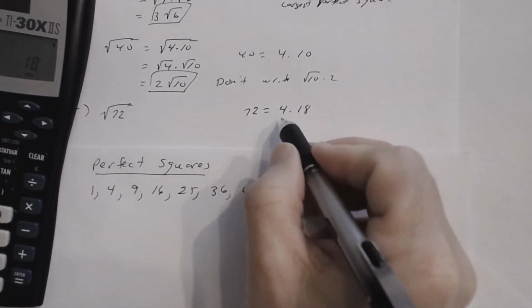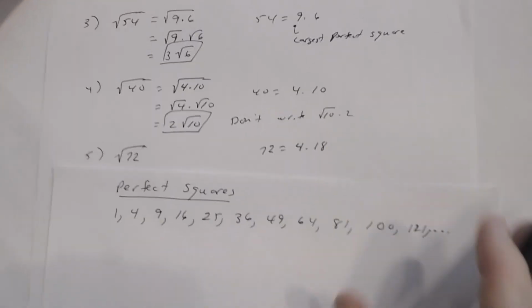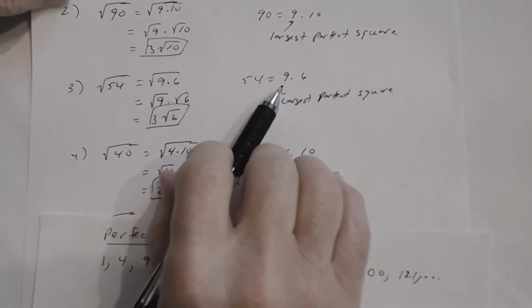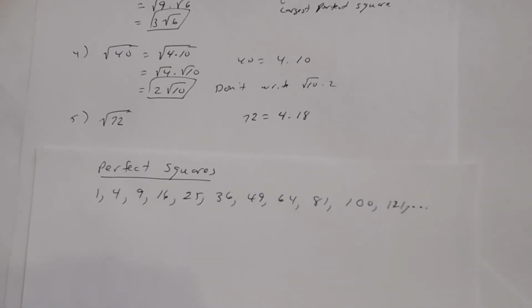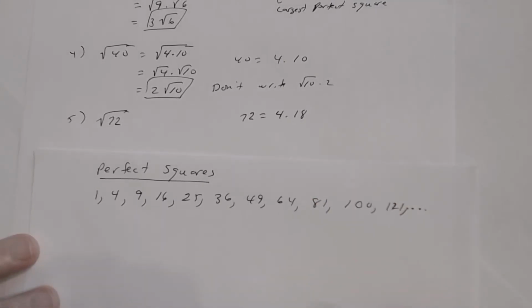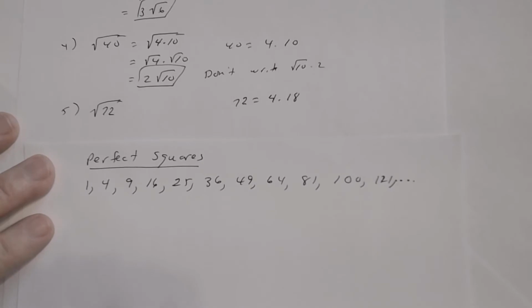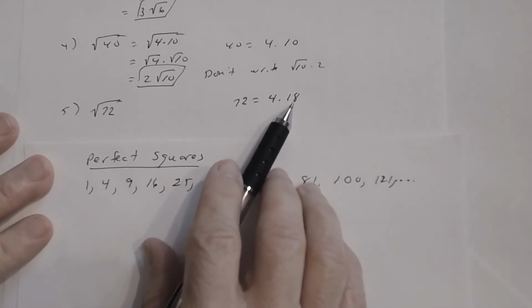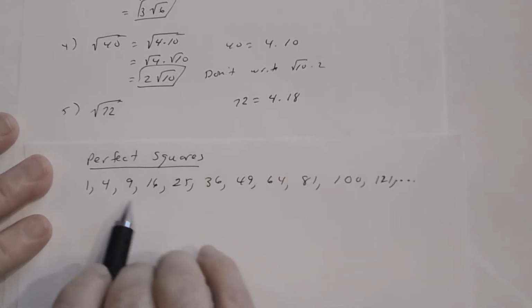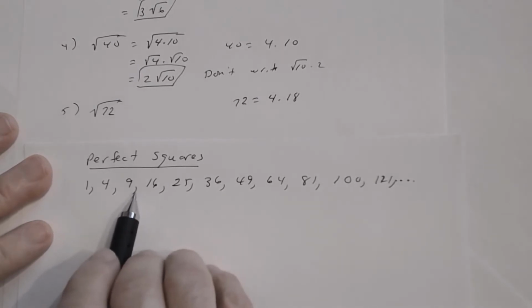4 is a perfect square. But is it the largest, though? Remember, we always look to see if we could find the largest because it helps. All right, so is it the largest? Well, no, because look at 18. Is there another perfect square listed that will divide 18 evenly? Yeah. Which one? 9.